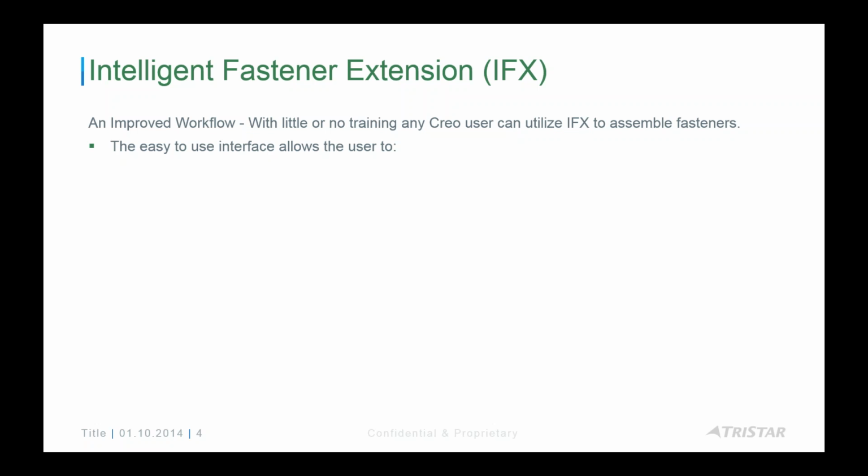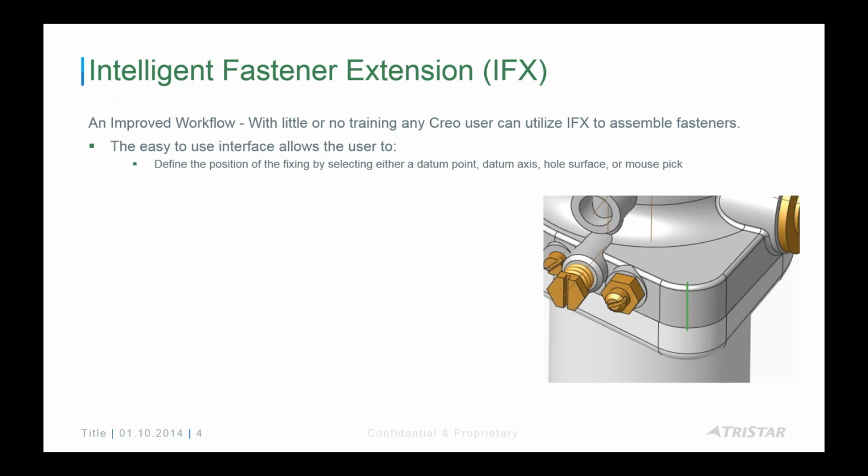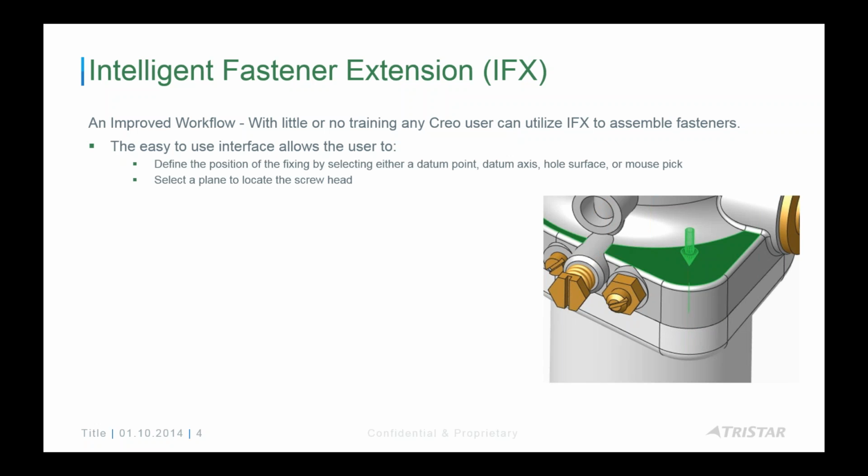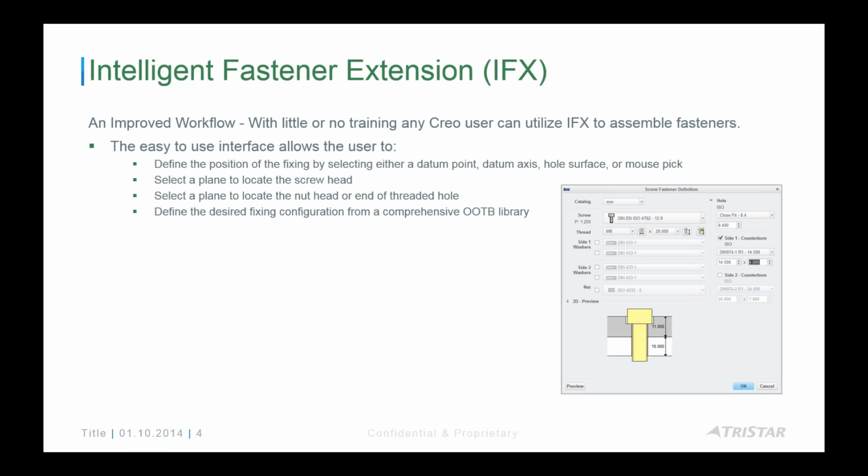There's an easy-to-use interface that allows the user to define the position of the fixing by selecting either a datum point, datum axis, hole surface, or by a mouse pick. The first thing to do is, after selecting the axis or location, select a plane to locate the screw head. Select a plane to locate the nut or end of a threaded hole. Define the desired fixing configuration from the comprehensive out-of-the-box library.